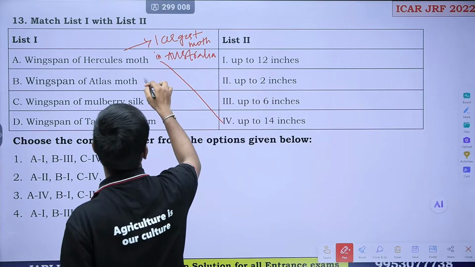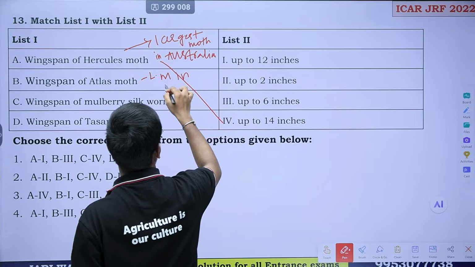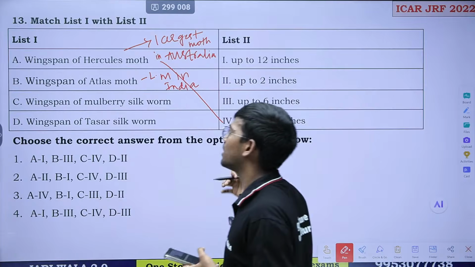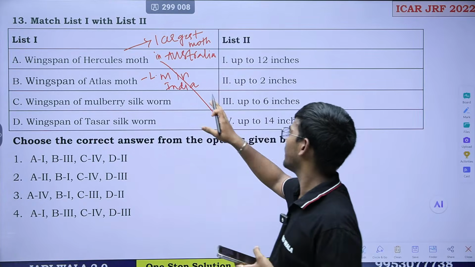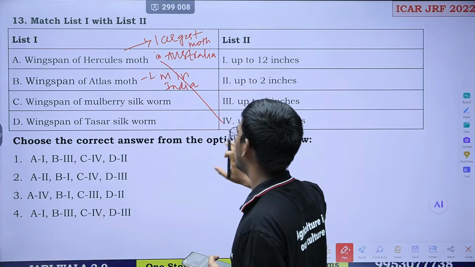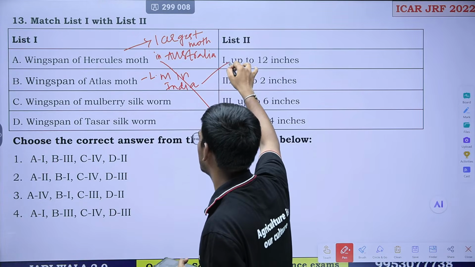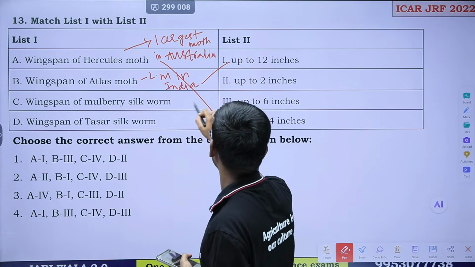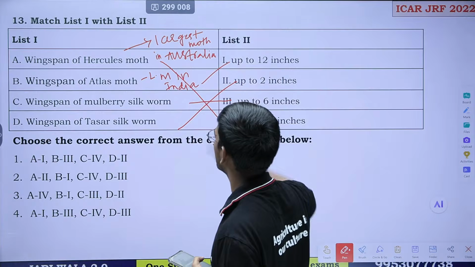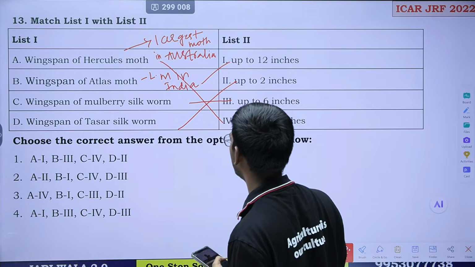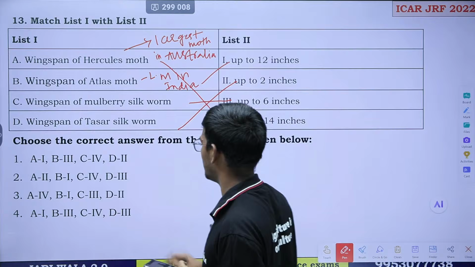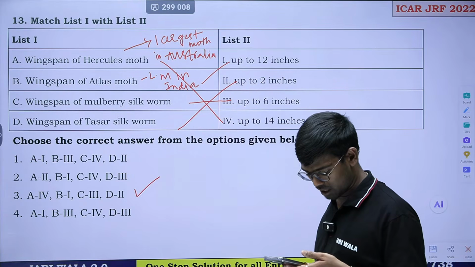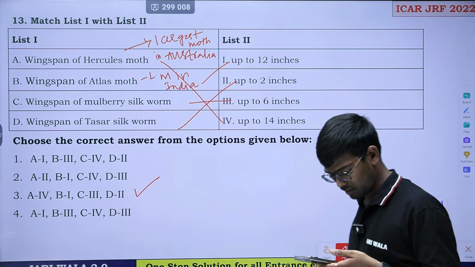Largest moth in India. So the Hercules moth is somewhat bigger than the Atlas moth, so it can be the wingspan of 14 inches. Then the Atlas moth is 12 inches. Then the wingspan of mulberry silkworm is 6 inches. Then Tassar is 2. So A4, B1, C3, D2, that is option 3. That's correct. Many students gave the correct option, like Dev Patel and Sneha.